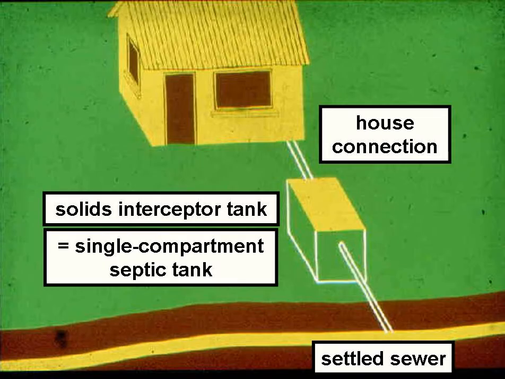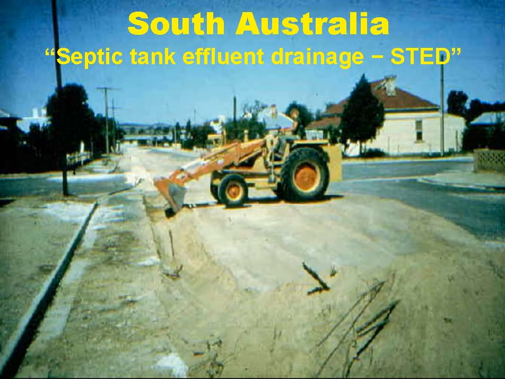This slide shows again the basic components of a settled sewerage scheme. A house or a group of houses discharge their wastewater into an interceptor tank, and the solids-free effluent from the tank is discharged into the settled sewer in the street. Settled sewerage schemes were quite widely used in Australia, particularly in the state of South Australia, where they're known as septic tank effluent drainage schemes.